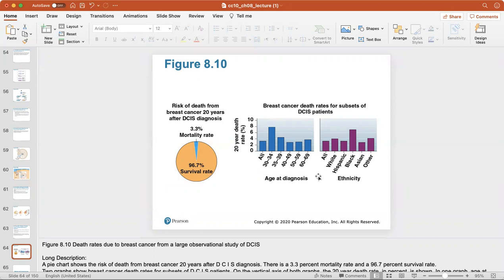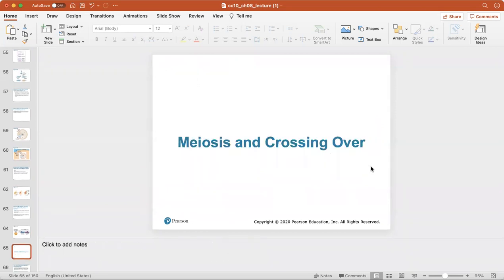So it's taking a look at the age at the diagnosis and your 20-year death rate or survival rate, and then the ethnicity. So what this is saying is just getting early detection is really important.